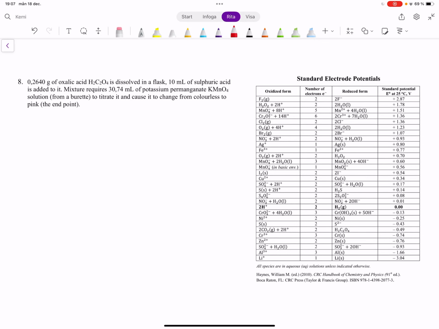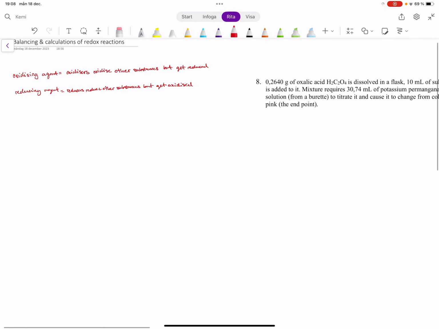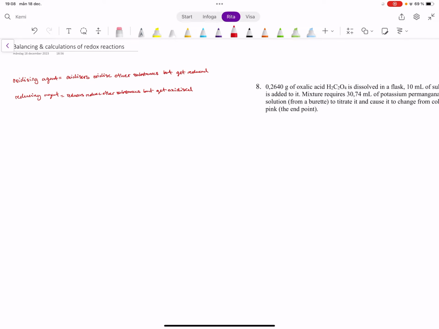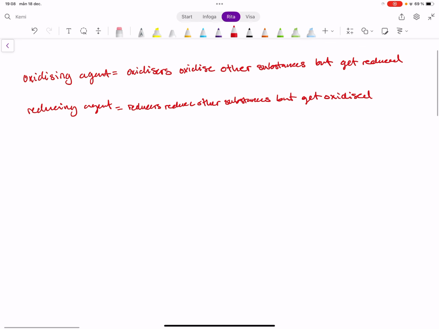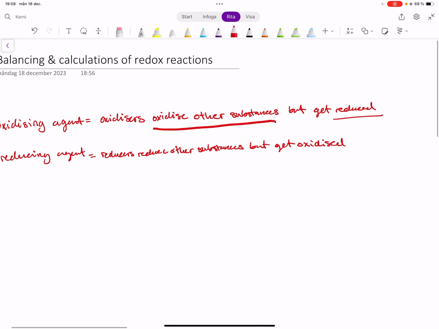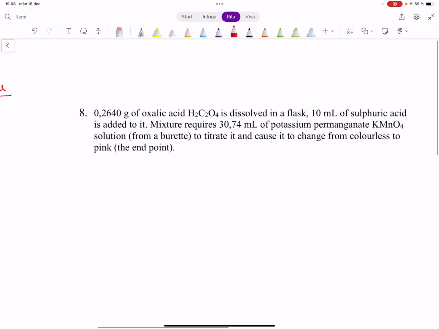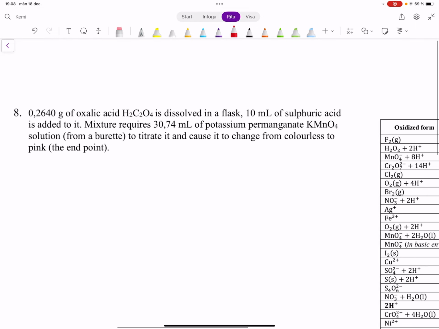Okay, so let's talk about redox reactions, balancing them, and then calculations. One thing that I would just like to mention is that an oxidizing agent is a substance that oxidizes other substances, but it gets reduced. And reducing agents are reducers that reduce other substances but get oxidized. So just remember that. You do need to know it for balancing.